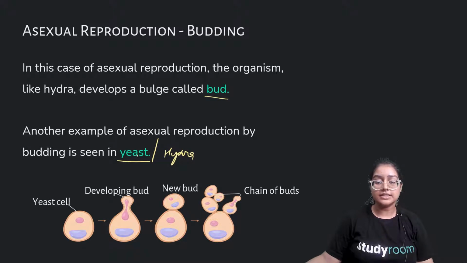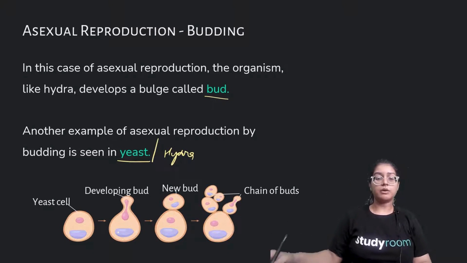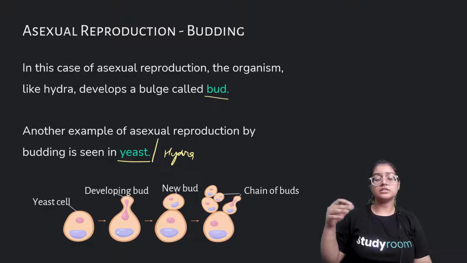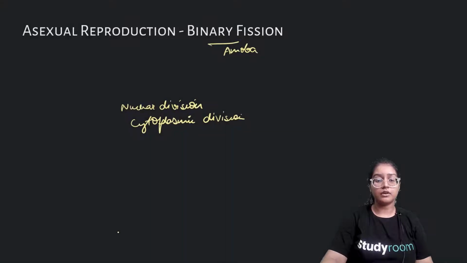Another example is yeast. This is a yeast cell. There is a bud developing here, and then the bud grows. It further differentiates into a thickened bud. Then the buds develop a bud chain. This bud chain later detaches itself from the parent's body and forms a new organism. So this is about budding.